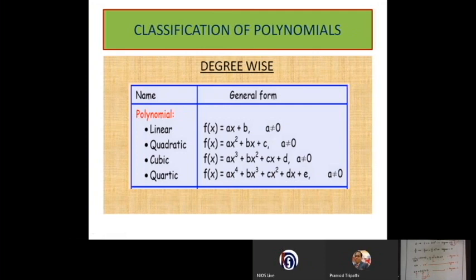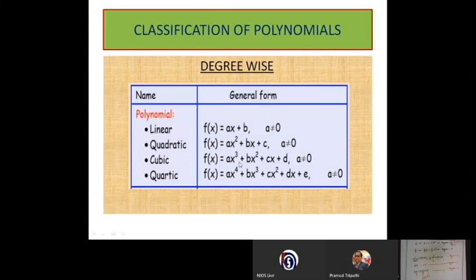A polynomial with degree 3, a polynomial whose degree is 3, is known as a cubic polynomial. Now we see the general form of the cubic polynomial, ax cube plus bx square plus cx plus d. Here also a is not equal to 0. When a becomes 0, then it will be a quadratic polynomial because the first term ax cube will become 0. So in the first term ax cube, the degree of the term is 3.